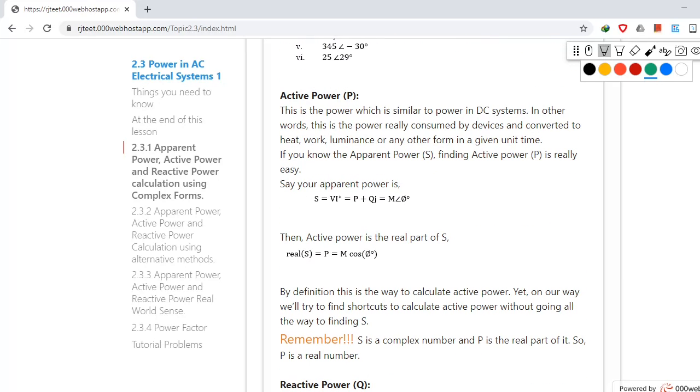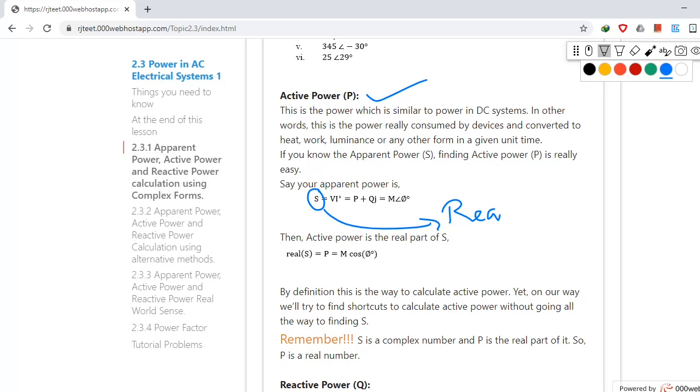In principle, it is the real part of apparent power. In the earlier section, I told you apparent power is a complex number, which means you would use either the Cartesian form or the polar form to denote apparent power. Right. So one of these two forms you can use, and once you have the apparent power, if you want to calculate the active power, all you need to do is look for the real part of your apparent power. Take the real part of this thing, right?